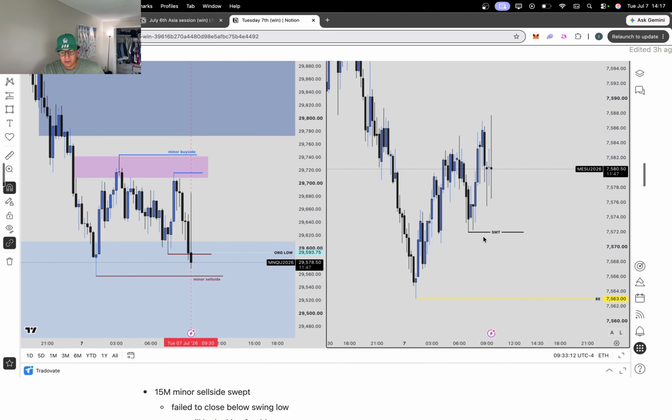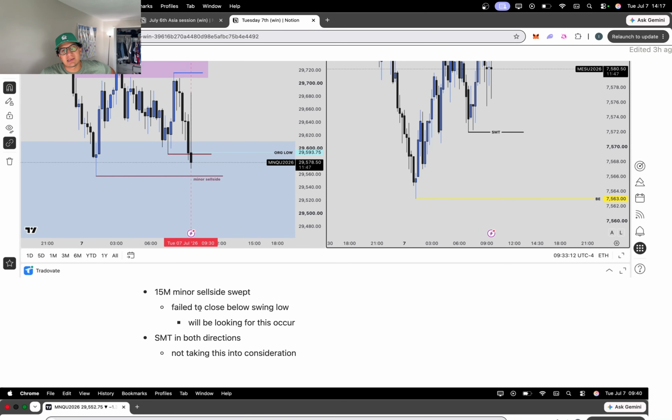I also want to note that we did create some SMTs right here, and right here. However, since we have SMTs on both sides, I decided not to pay much attention to them.